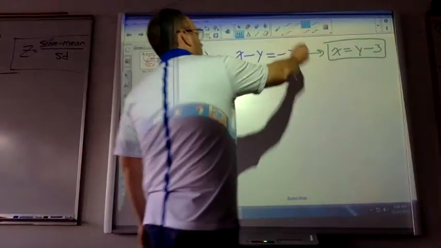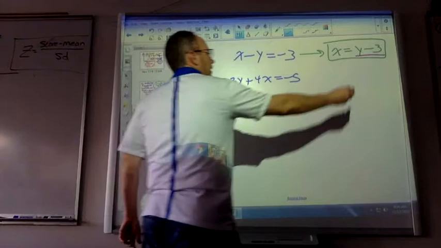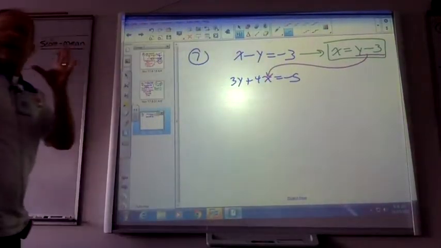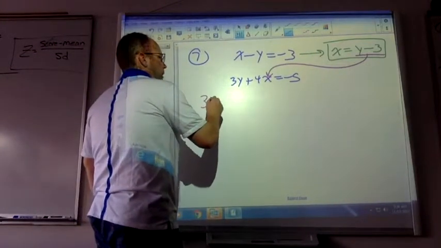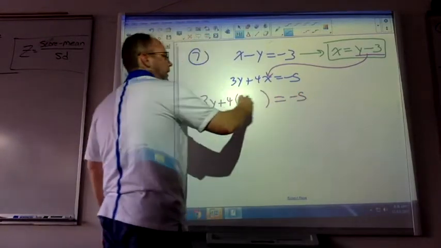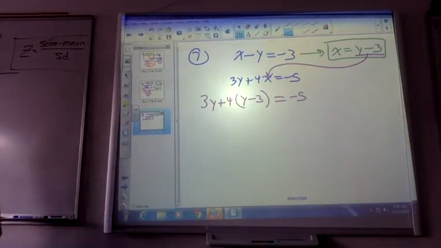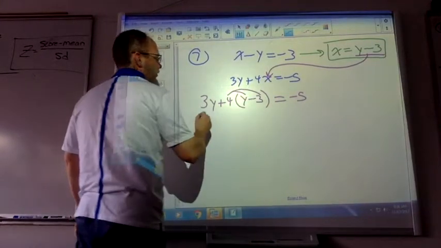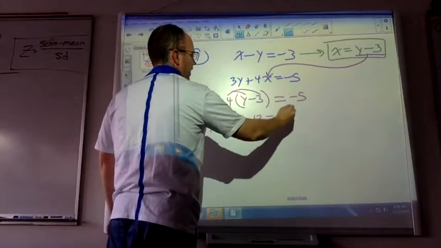What should I do with y minus 3? I'm going to take this, and it's going to go right in for x. It doesn't go in for 4x. It goes in for the x that happens to be attached to the 4 by multiplication. All right, so I get 3y plus 4 times what had been an x right here, and that's equal to negative 5. There had been an x here, but I know now that I'm going to plug y minus 3 in for it. Okay? What should I do with 4? Distribute over the parentheses. So 3y plus 4y minus 12 is equal to negative 5.